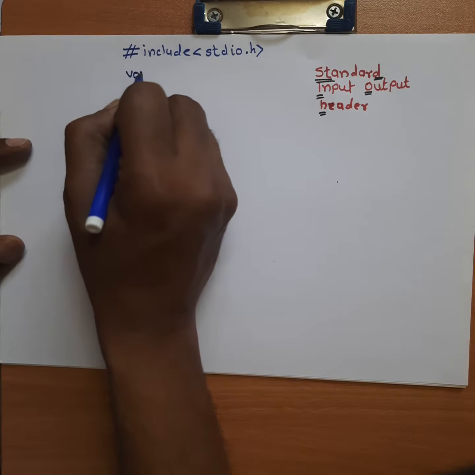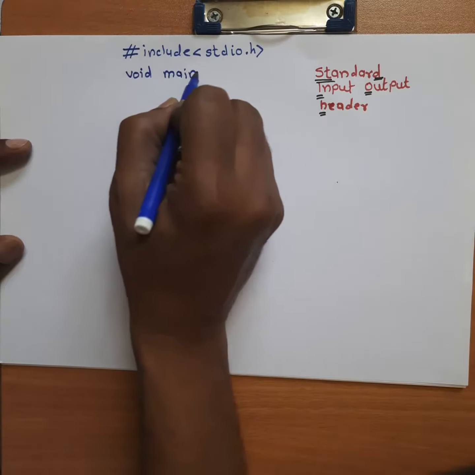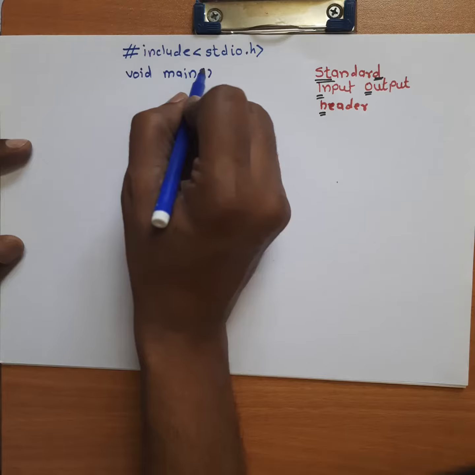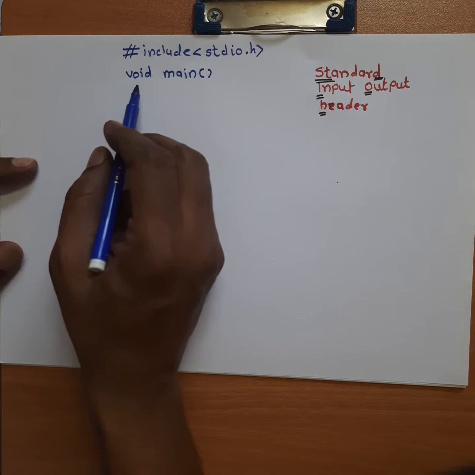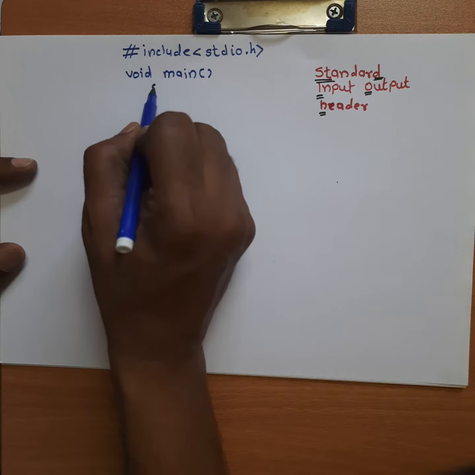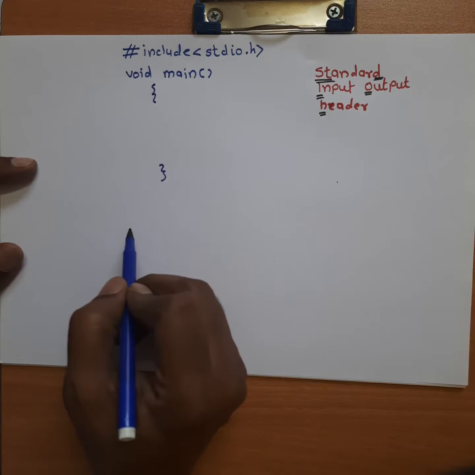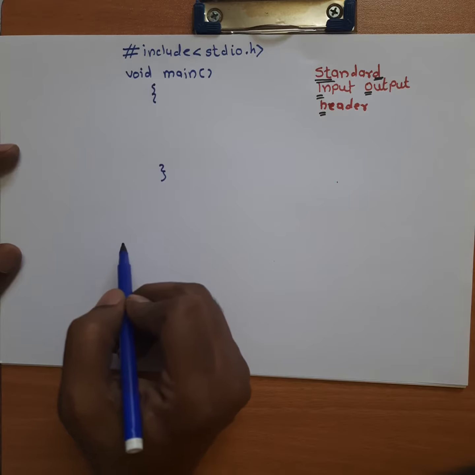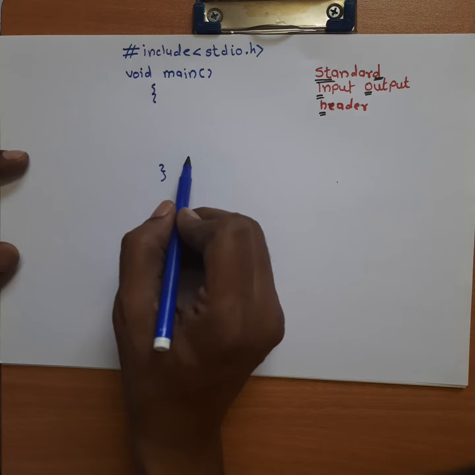Then it starts with void main. This indicates the start of our actual program. The meaning of void we will check in the function topic. Main indicates the starting of a program, then an open curly bracket and a close curly bracket, and between the open curly bracket and close curly bracket we are going to write our program.